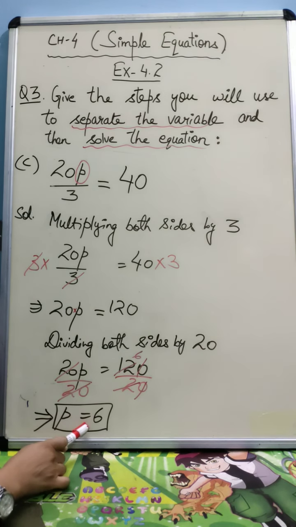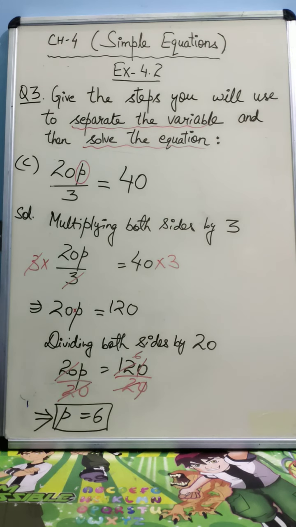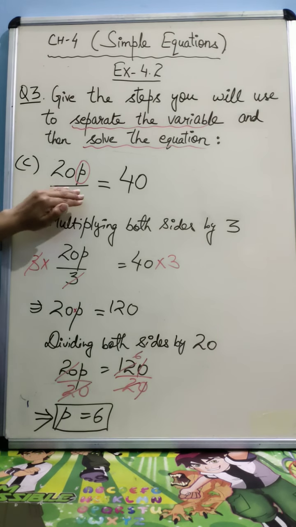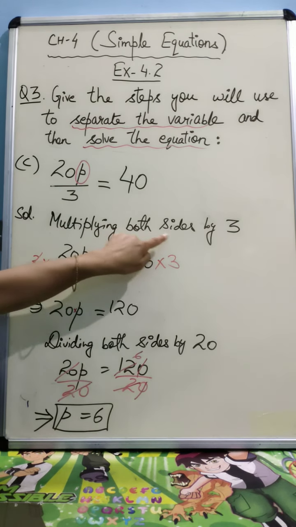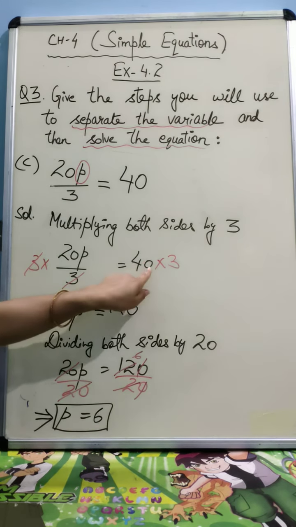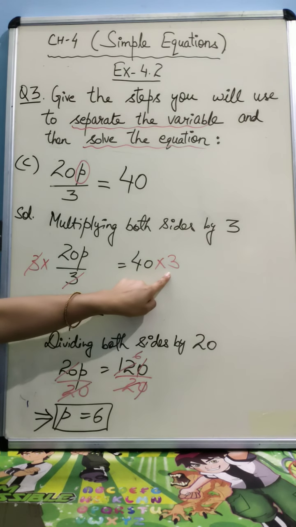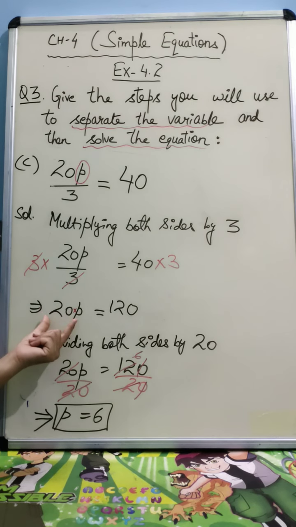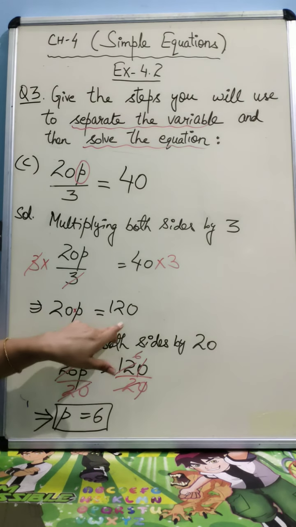So 6 is the required solution. Okay. So I'm just repeating. First we have to remove this denominator. To remove the denominator, we have to multiply both sides by 3. So we will multiply the LHS by 3 and the RHS by 3. So 3 will cancel. Only 20p remains in the LHS. And here we have 120 in the RHS.